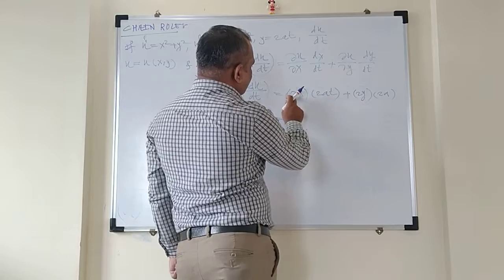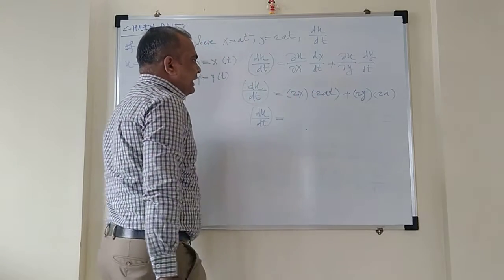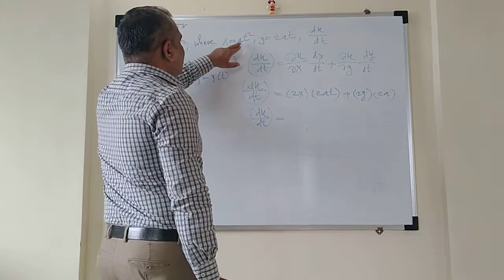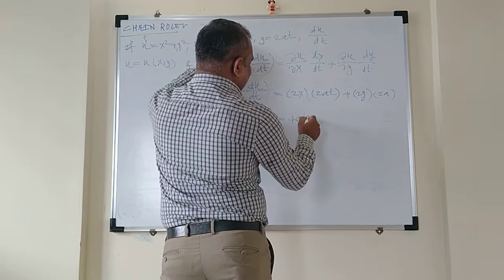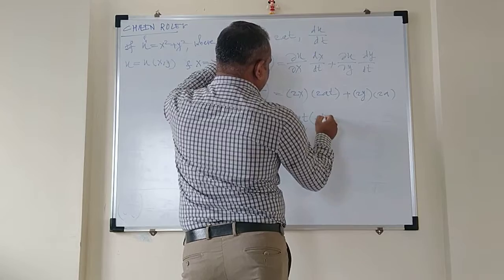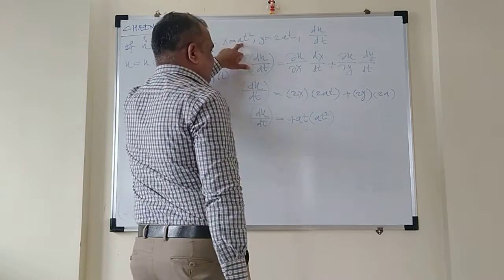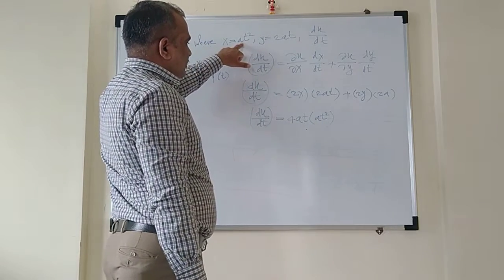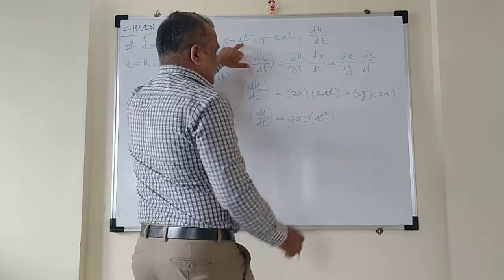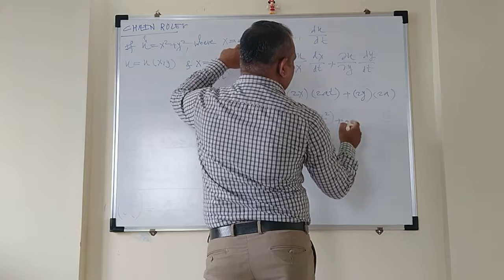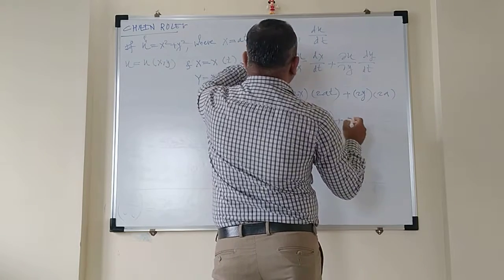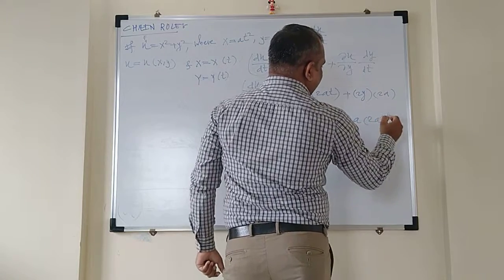So this is equals to 2 into 2 will be 4, 8t into x. X is how much? 2at squared. So I can write 4, and let me put the value of x as it is, and then in the next step we will simplify this. So 4 into x plus, what is this? This is 4a into y. 4a, what is y? Y is 2at.